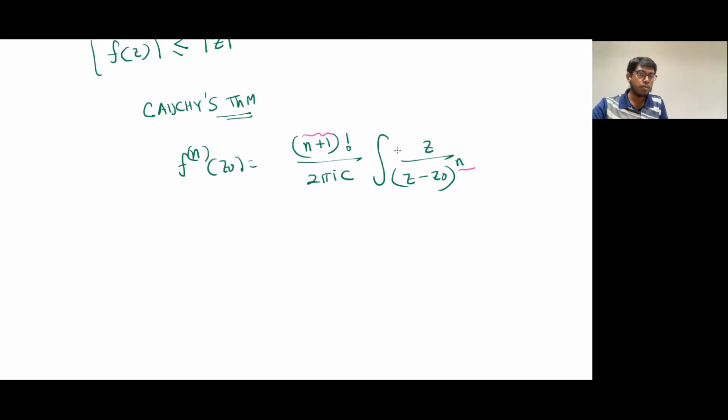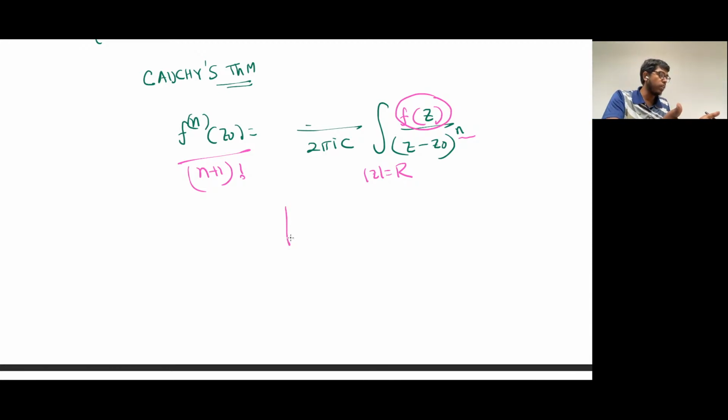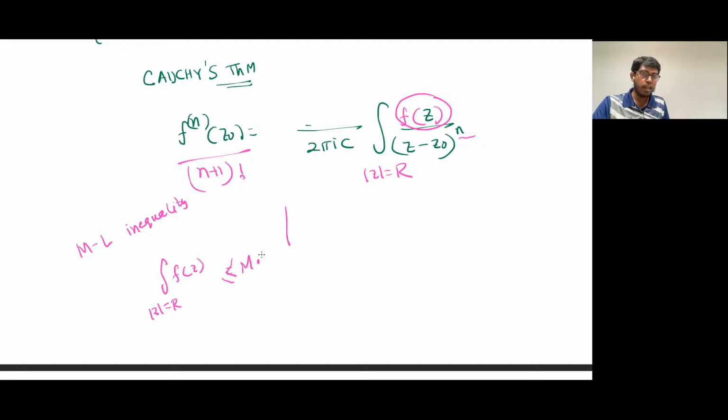This is my f(z). So f(z) is bounded. If I take mod z equals r, then what happens to this whole integral, if I take this thing to the downside by n plus 1 factorial? Since f(z) is bounded, you have heard about the ML inequality, which says that the integral of f is bounded by M times L, where M is the maximum value of f(z) and L is the length of the curve. So here the length is r.